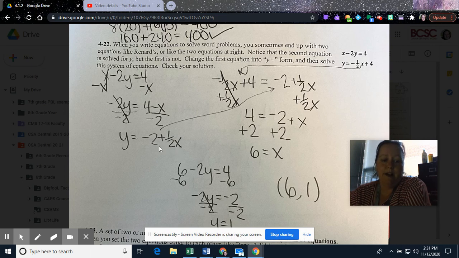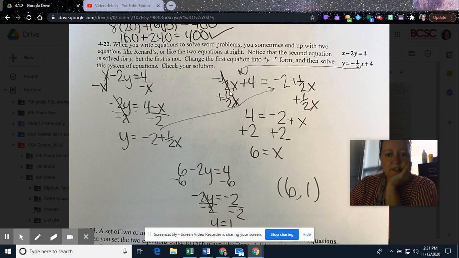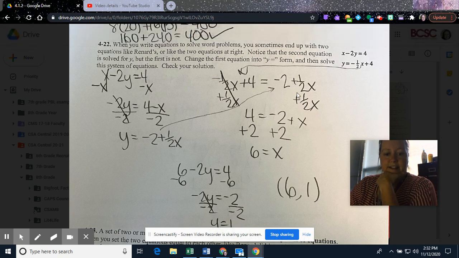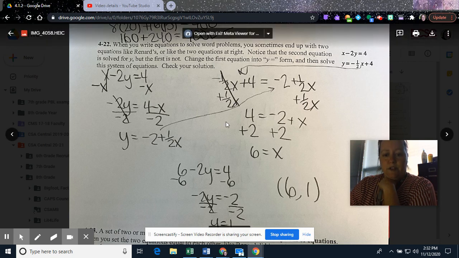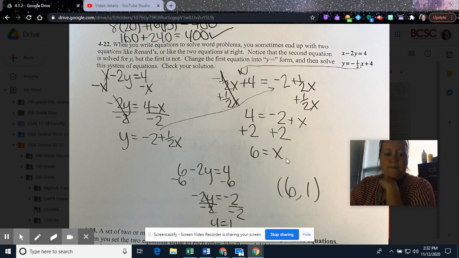Now that they both have y equals, if y equals this and y equals this, that must mean these two things equal each other. So you can set them equal: negative 1/2 x plus 4 equals negative 2 plus 1/2 x. When you solve that, you can add 1/2 x to both sides. When you do that, you'll have 4 equals negative 2 plus 1x. Add 2 to both sides, and you get 6 equals x.